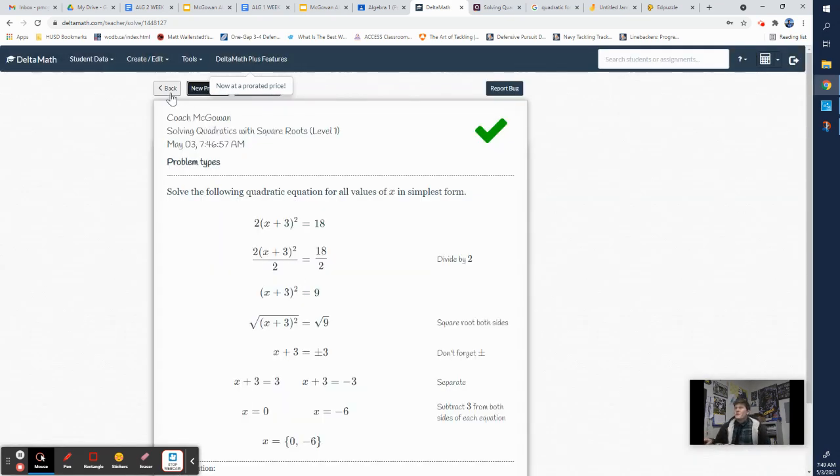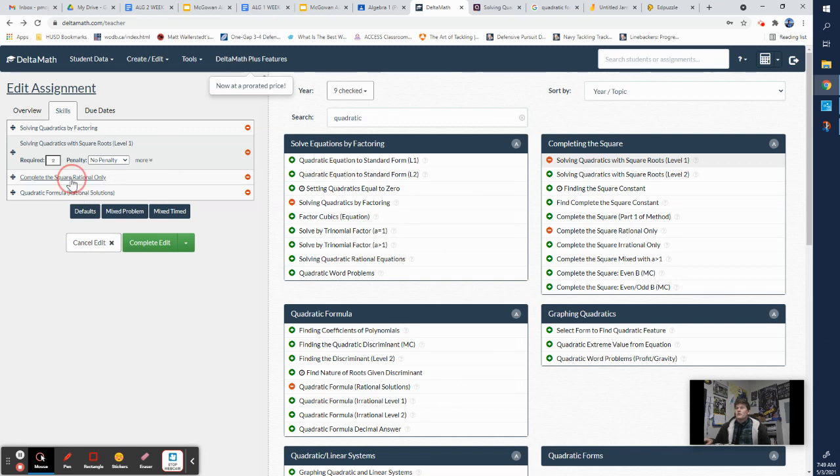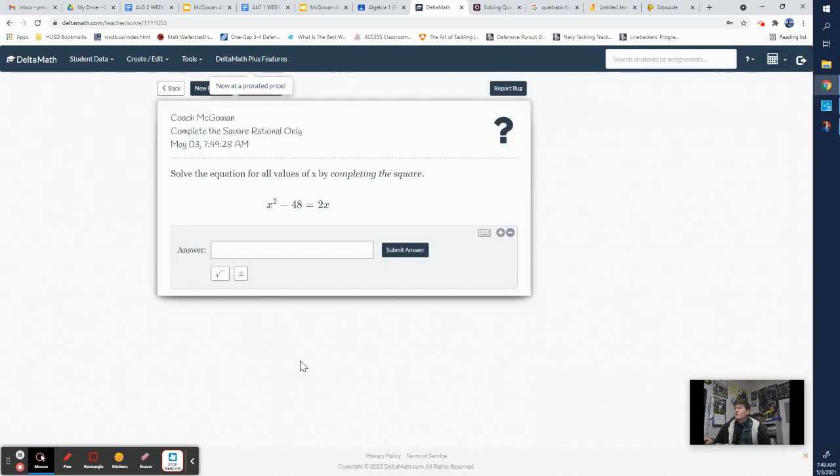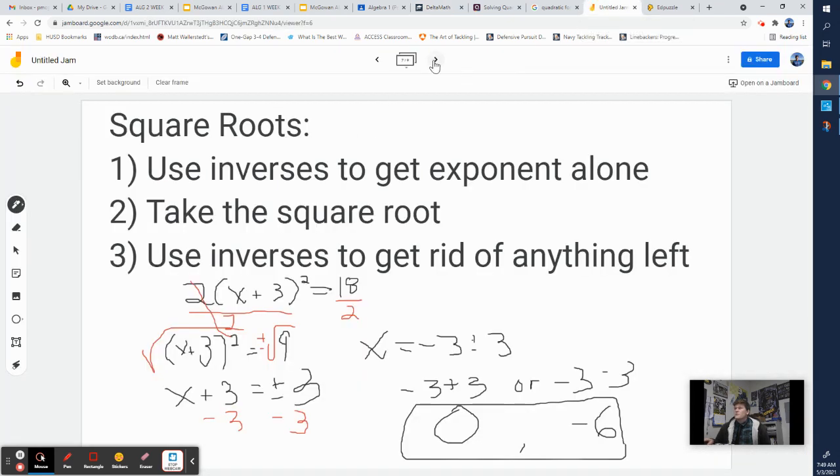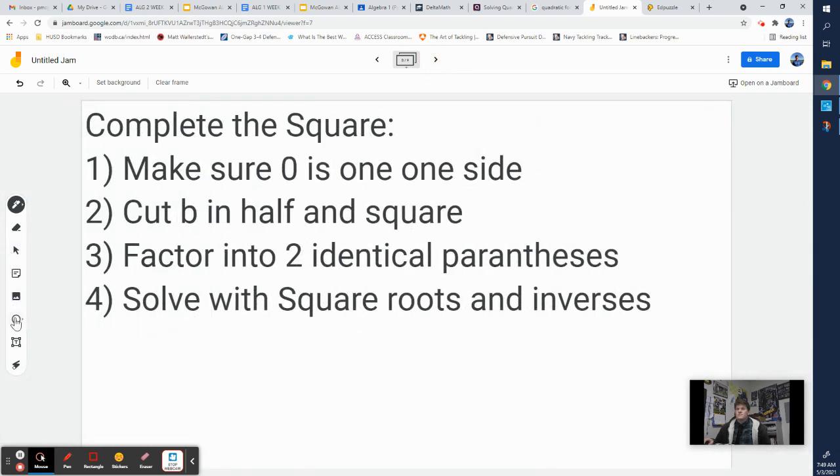Okay, that's half the methods. Now we get to some of the bigger ones. We're talking completing the square here first. So let's work on this one. X squared minus 48 equals 2x.